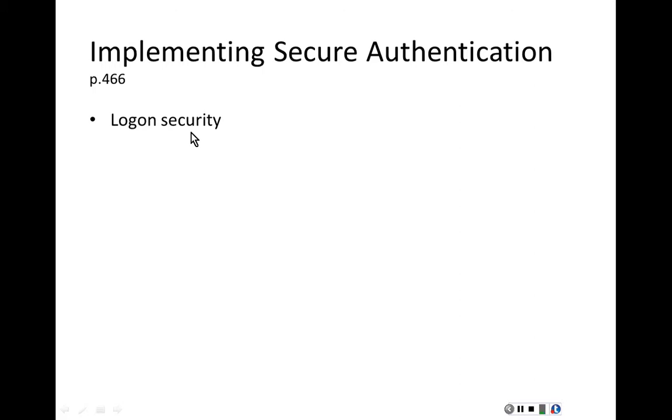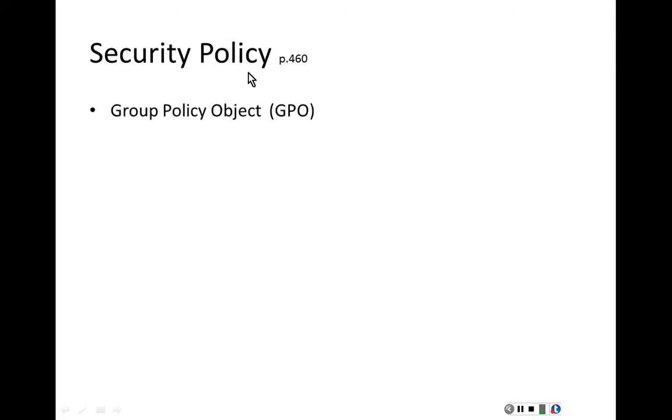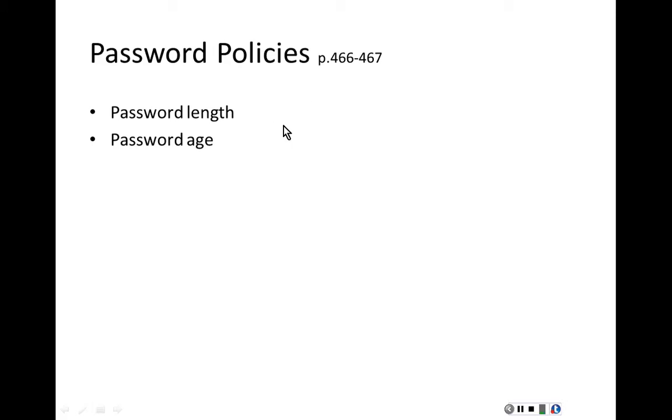Let's start out with discussing login security, implementing secure authentication. Remember, to be authenticated means to be logged in. The security policy configures our authentication security. A group policy object is a configuration file which is located on the domain controller and which can be used to configure all users and all computers in the domain. We can use group policy to configure our password policies, such as password length and password age.